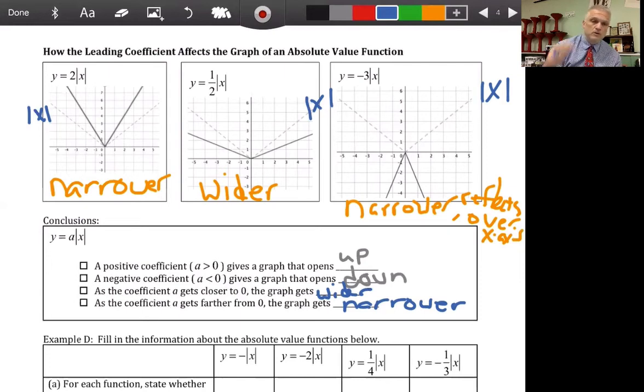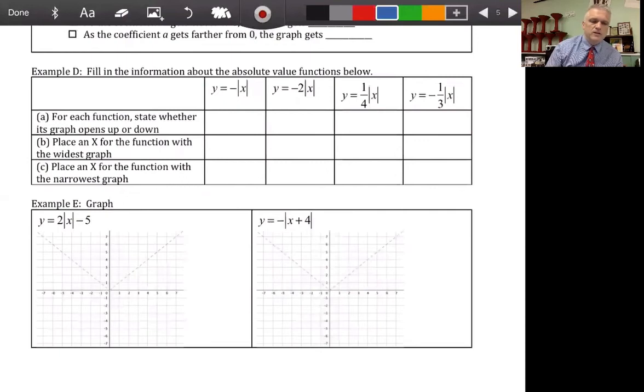Okay, we're good? Let's finish it. This is a nice little exercise for you. You might want to do this when you're getting ready for a quiz or a test. Go back here, maybe cover this part up and ask yourself if you know how to answer these. In this first row, we're just going to state whether the graph opens up or down. So all we're going to look at is the coefficient. Opening up or down is based on a positive or negative coefficient. So the first one is negative, so that's down. The second one is negative, down. The third one's positive, up. The fourth one's negative, down.